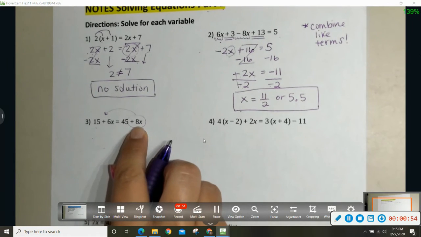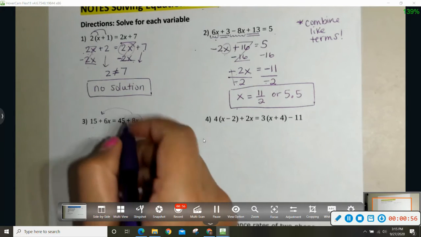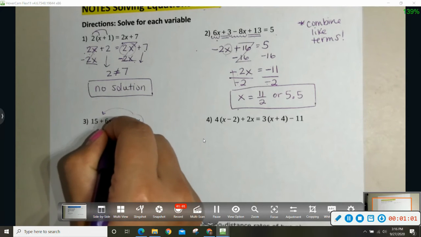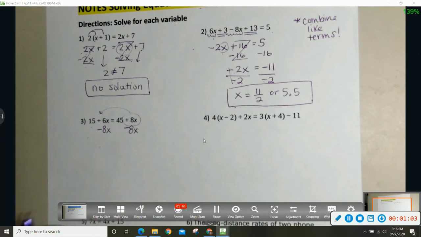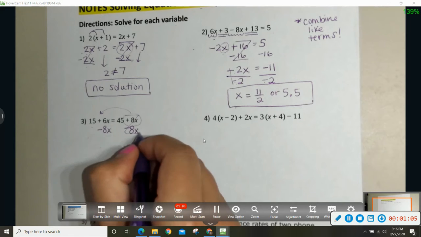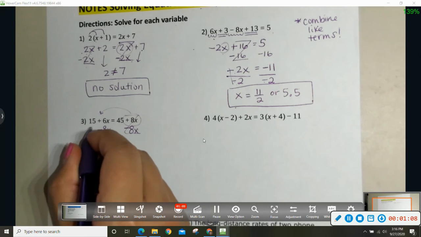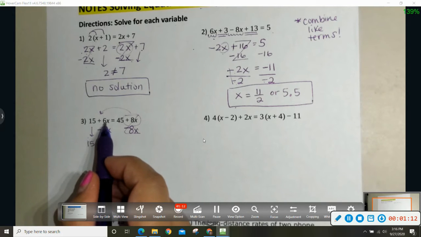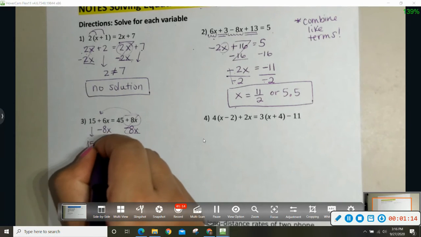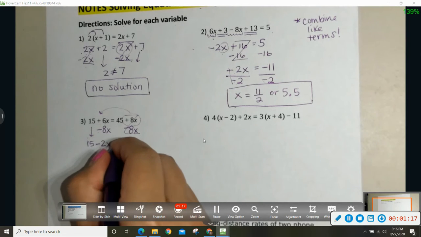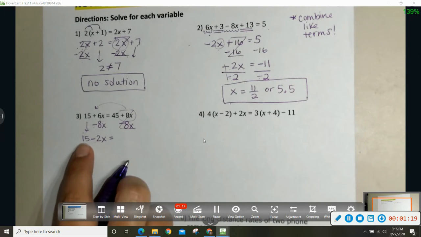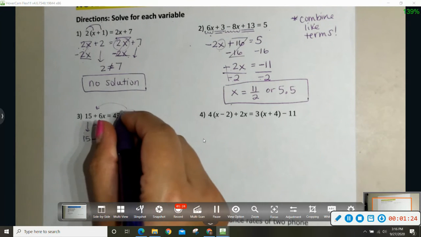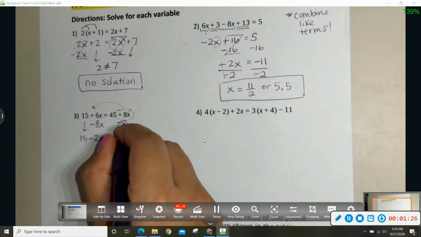So I'm going to start by wanting to make this 8x go to 0. The opposite of adding 8x is subtracting 8x. And what I do on one side of my equation, I'm going to do on the other. On the right, that's going to go to 0. And on the left, I'm going to bring down that 15. Then positive 6 minus 8 is a minus 2x. So from there, I have 15 minus 2x equals 45, right? Because this 8x term went to 0.